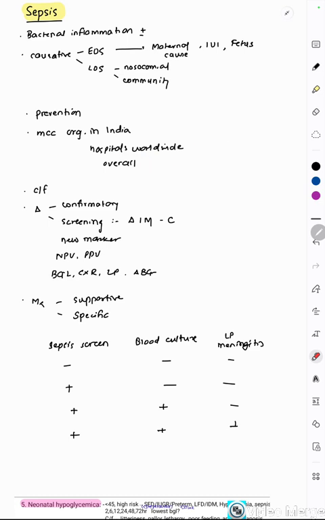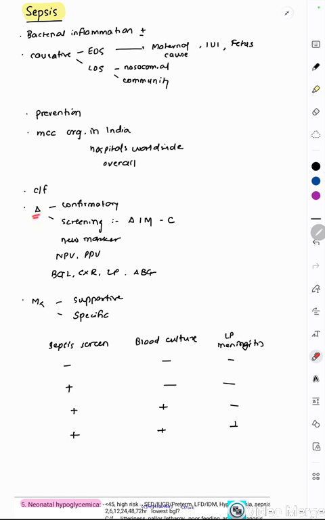The clinical features of sepsis: the earliest features are poor feeding and lethargy. Then there will be hypoglycemia, lactic acidosis, hyperbilirubinemia, and apneic spells. There can be features of DIC, necrotizing enterocolitis, seizures, and other features can be present.